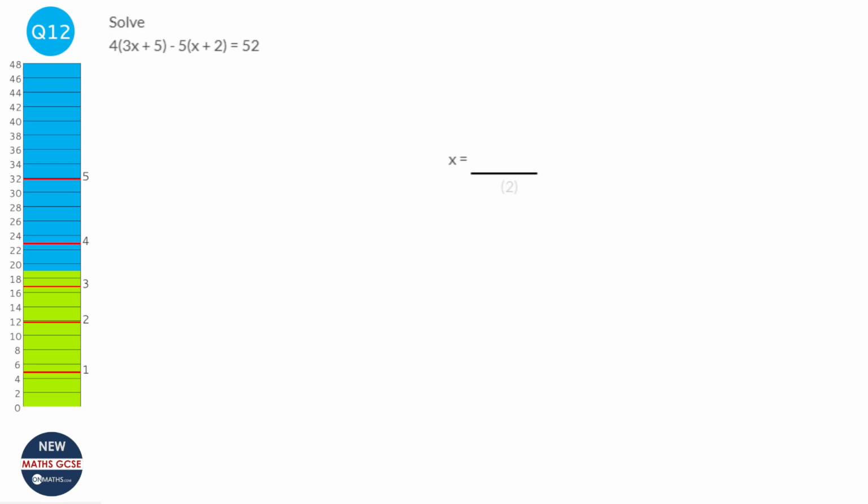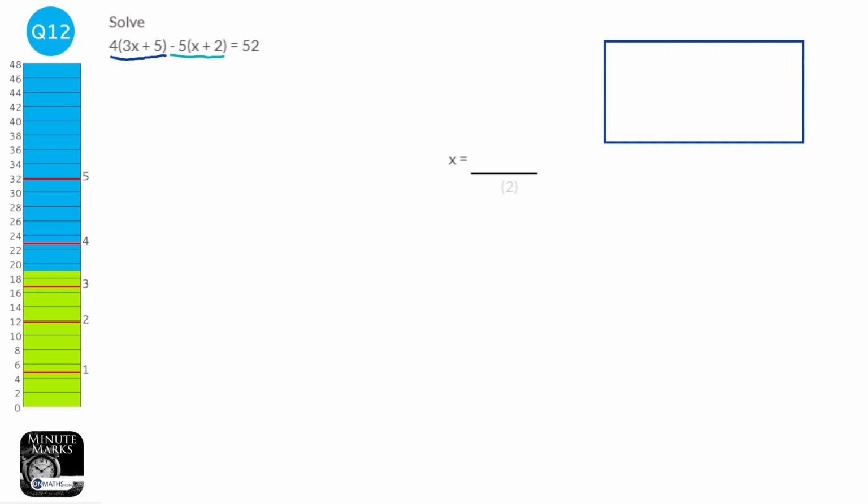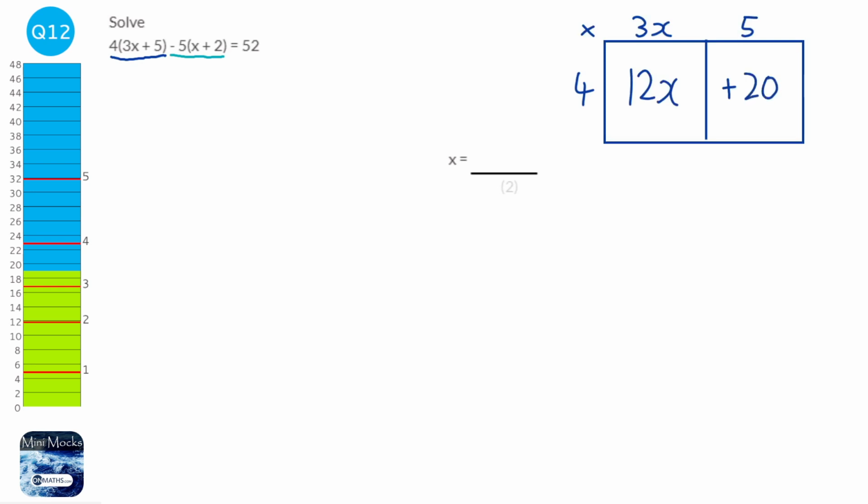Whenever we solve, we've got to get rid of any fractions or brackets first. Now looking at this, there's no fractions, but there are 2 sets of brackets. We've got the set of brackets here, and we've got the set of brackets here. So we're going to expand them to get rid of them. And you can use any method you want. I'm just going to use this kind of grid method. So we're doing 4 times, and inside the brackets we've got 3x plus 5. So I'm going to times those out. 4 times 3 is 12, so that'll be 12x. 4 times 5 is 20, so that's going to be positive 20.